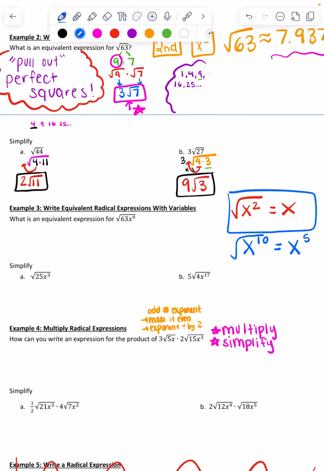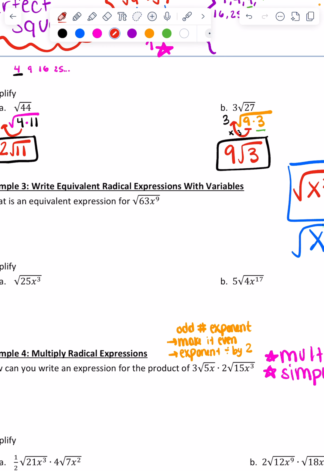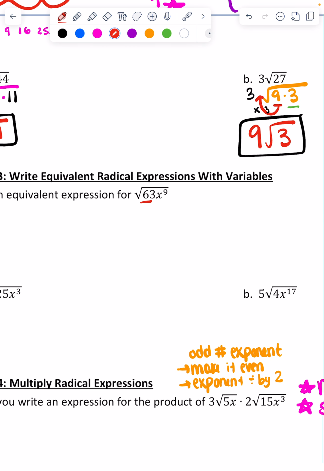Let's go ahead and try that in the first example. Now, we're still going to break down 63, just like we did before. We want to break that down into perfect squares, which before we saw was 9 and 7. All right, when we break that down, I'm going to bring down my square root. And we pull out our perfect square. Here is what we're left with. 3 we can pull out front, because that's the square root of 9. 7 stays on the inside. And we haven't done anything with x to the 9 yet.